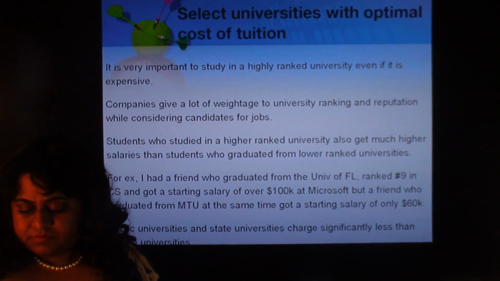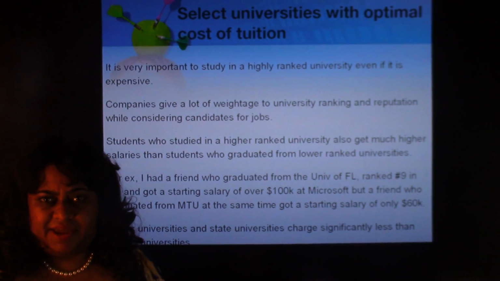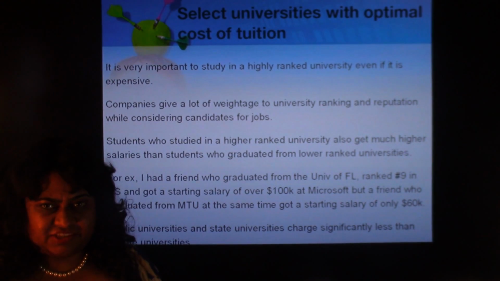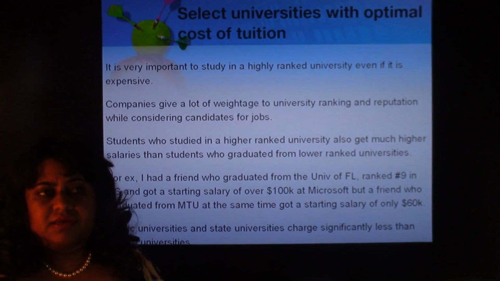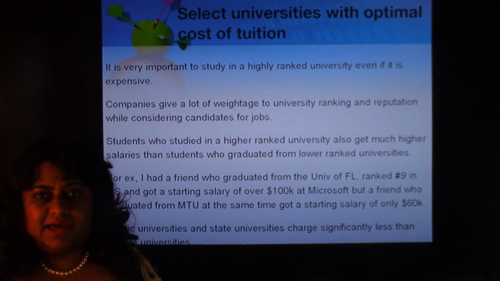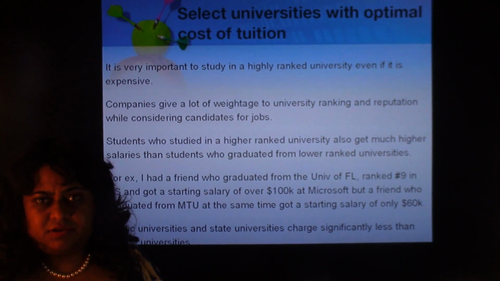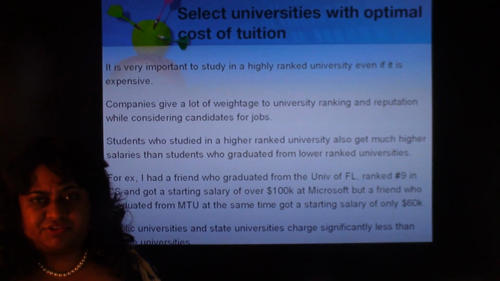So remember that it's very important to go to a highly ranked university. It's worth it. And public universities and state universities cost much less than private universities. So, for example, a lot of people go to University of California, Berkeley, as opposed to Stanford, mainly because they can't afford Stanford. It's much more expensive than Berkeley. And a state university costs much less than a private university, and much less than a public university too.